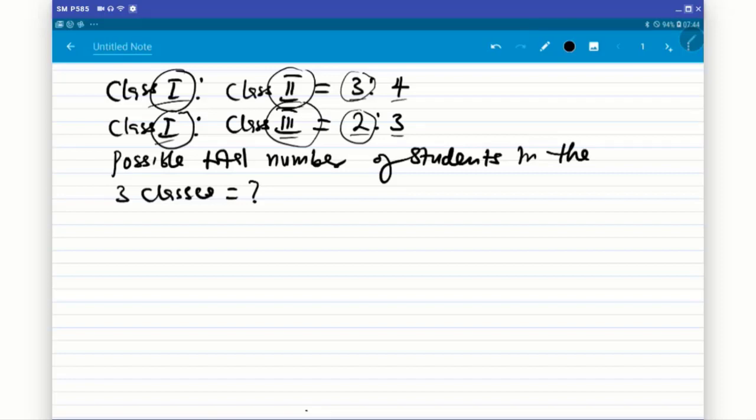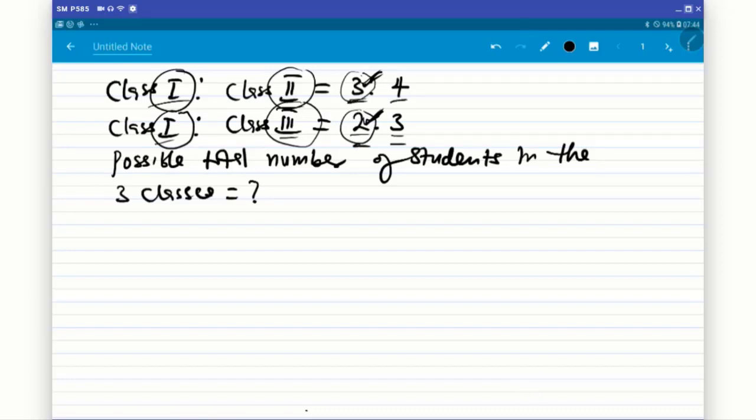So the first thing we need to do here is to make the ratio of class 1 the same. These two numbers need to be the same in the ratio first. So that's the first thing you need to do. And to do that, what can we do? We multiply this one by this 2 and multiply this 2 by this 3. And whatever we do to this, we must do to this, remember?